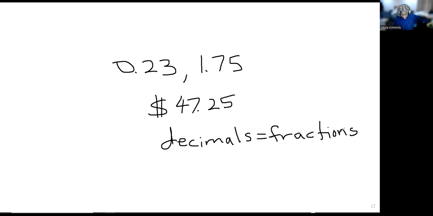Okay, so for example, 0.75 is like having 75 over 100, which can be reduced. And that's all for now. So next time I'll continue with how to reduce fractions.